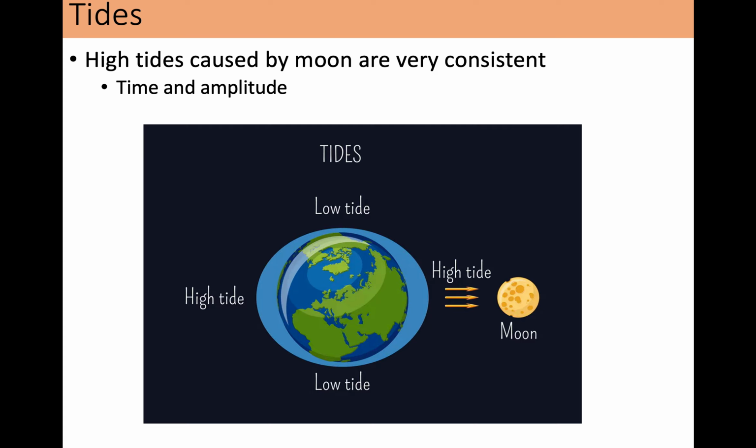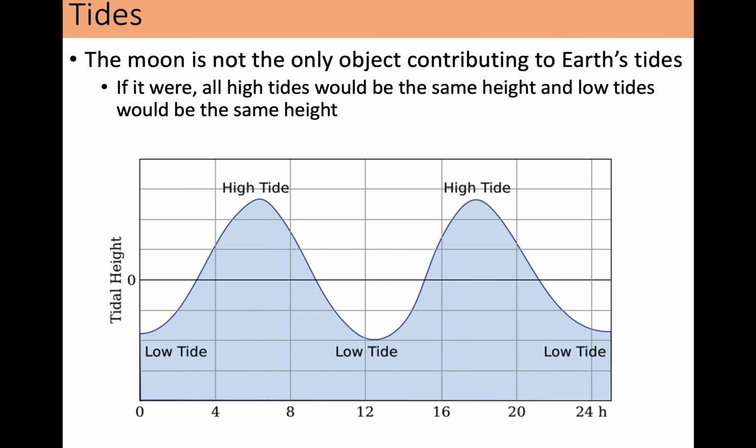So the high tides and low tides caused by the moon are super consistent, both in size or amplitude and in time. So if we had a tide chart based on just the lunar tides, or just the tides caused by the moon, it would be super consistent. So we would have high tide, low tide, etc. Very perfectly timed, and they would be exactly the same height. Same high tide, same low tide, same high tide, same low tide, all the time.